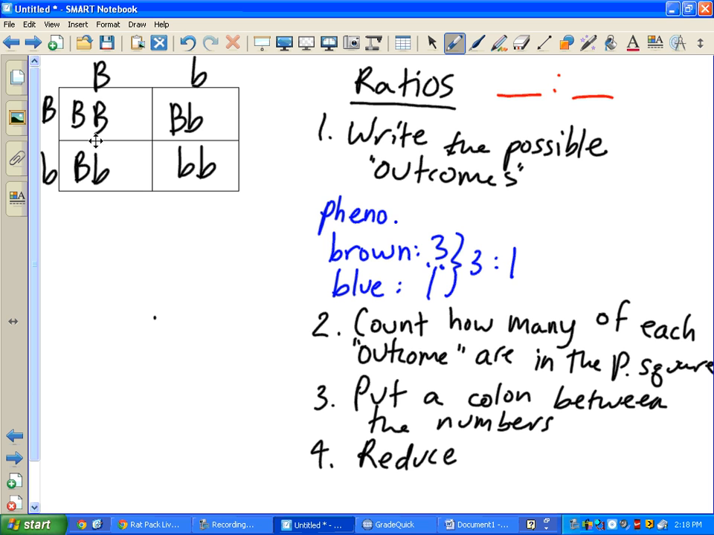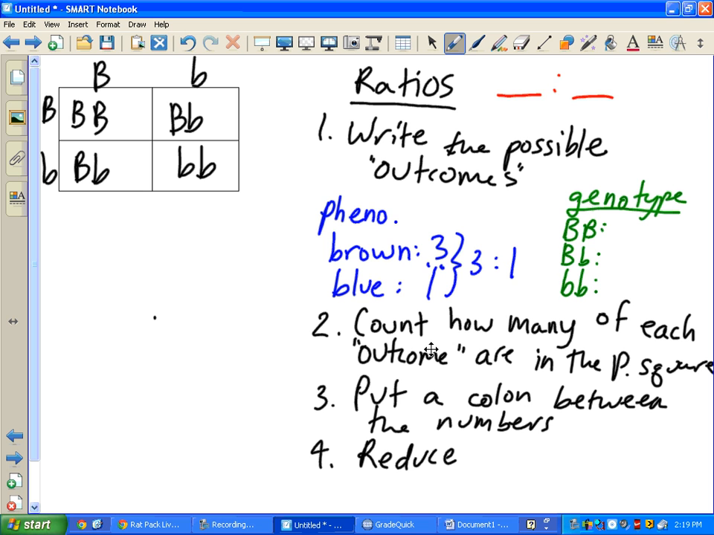For every 3 brown phenotypes we have 1 blue phenotype, 3 to 1. Right? So now if we wanted to do genotypic ratio here, we'd follow the same steps. Write the possible outcomes. Okay, well I've got 3 here, so I can either have big B, which is homozygous dominant. I can have heterozygous, which is going to be big B, little b. Or I also have homozygous recessive, little b, little b.